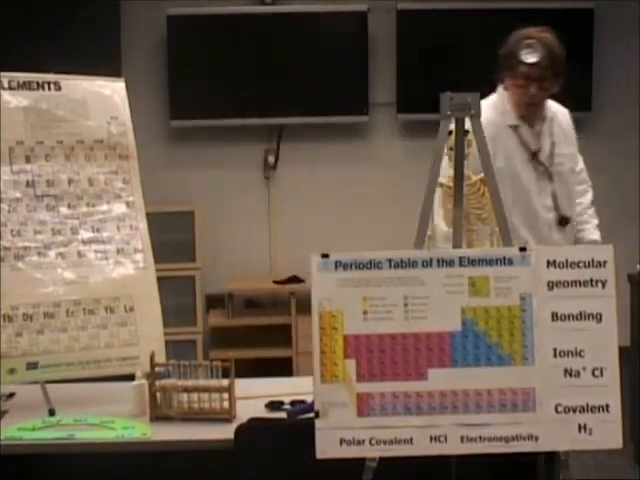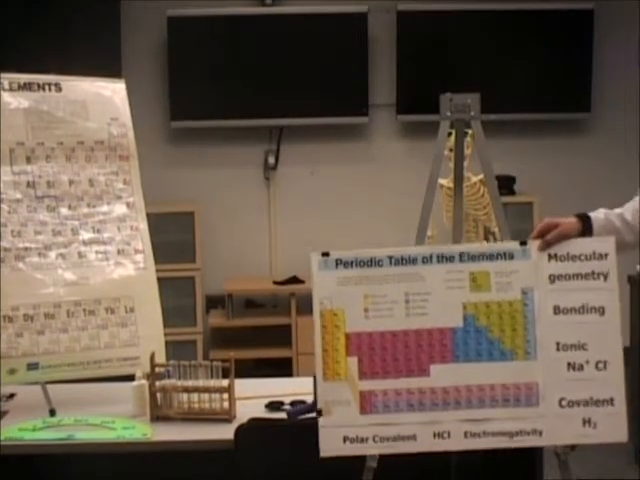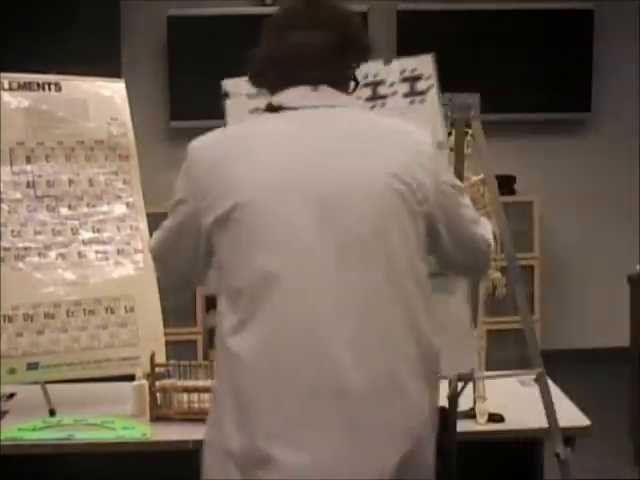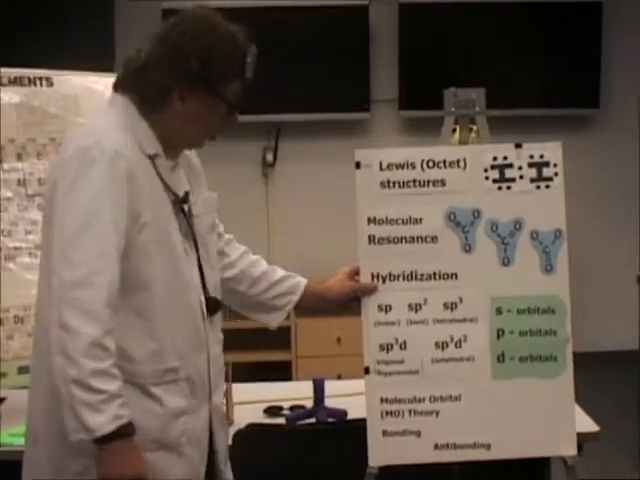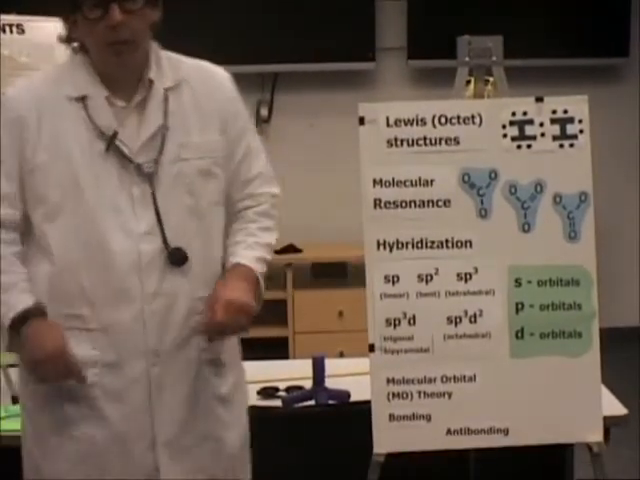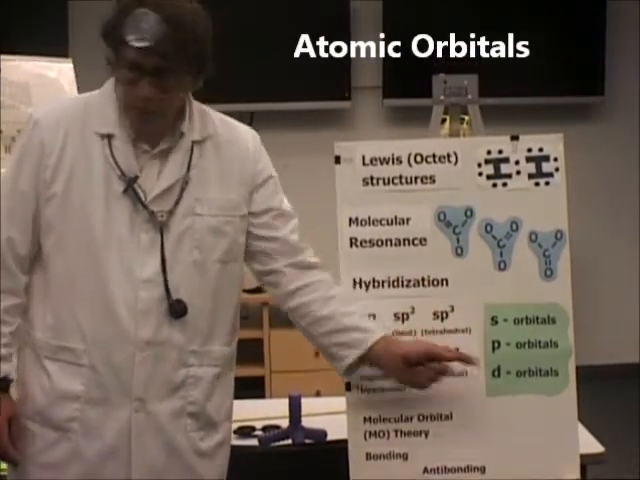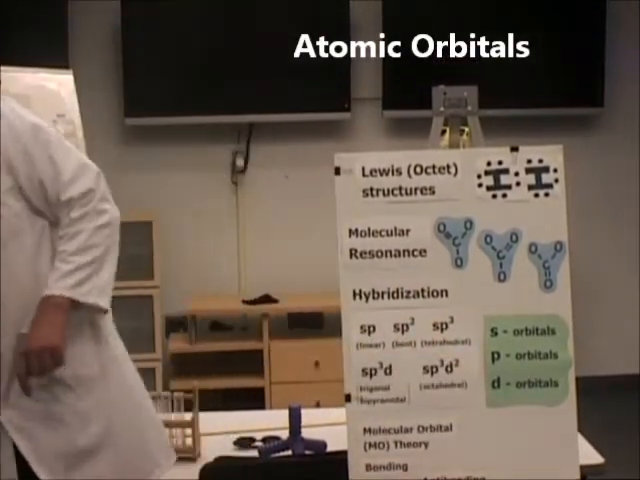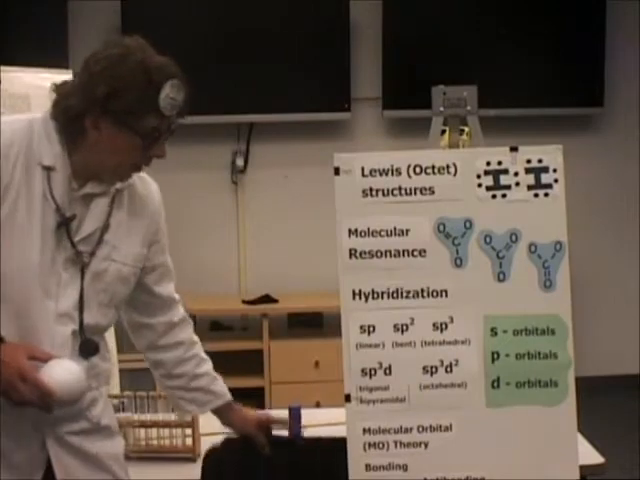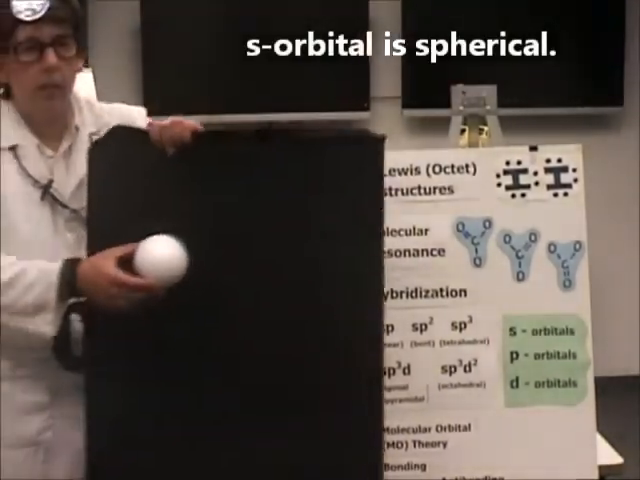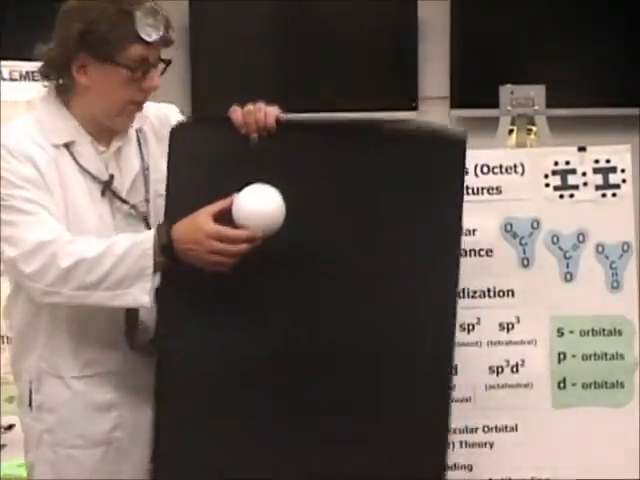All right, so let's go back over here. Wanted to talk a little bit about hybridization. We mentioned this before. We have different types of orbitals. S orbitals, p orbitals, d orbitals. The s orbital is simply a sphere, all right? So an s orbital is simply a sphere.